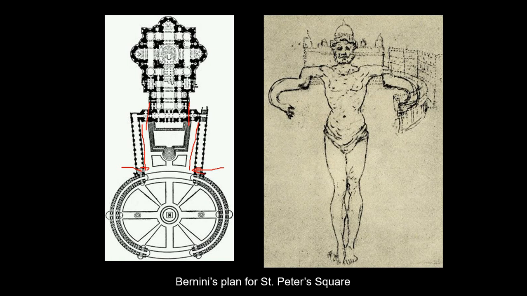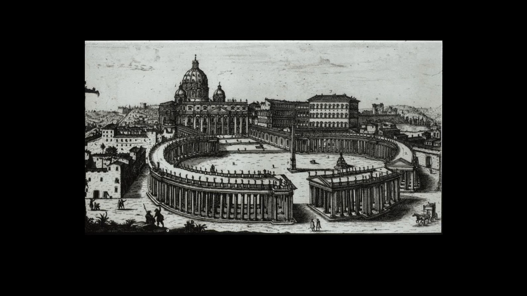And then he put two exedra, two sweeping colonnades. And those colonnades were based on not a circle, but an ellipse. And the concept of this was that these were like the arms of the church reaching out to embrace everyone. And you can see he actually made a drawing like that. You know, here he is showing this guy with his strange arms. But the idea was that this square would embrace everyone who came into it. And it's actually a genius design.